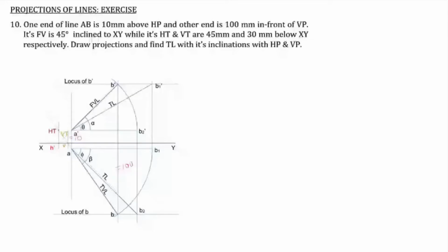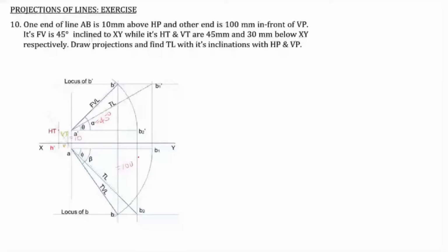Now the front view is inclined, that is alpha is equal to 45 degree, while its HT and VT are 45 millimeter and 30 millimeter below the XY respectively. So HT is 45 millimeter below, so it is minus 45. And VT is 30 millimeter below, so VT is minus 30. So these are the given dimensions. Now, how to draw it? That's the question. Let's see how it is being drawn.